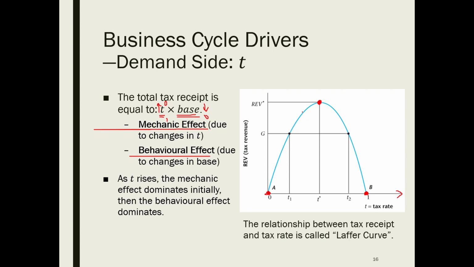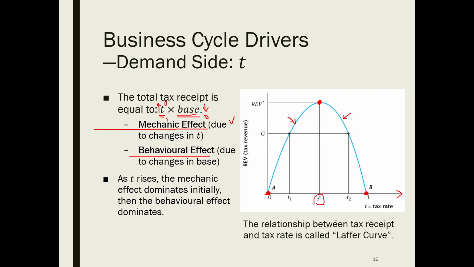On the left side of the turning point, the mechanical effect dominates. As tax rate rises, the tax revenue rises. On the right side of the turning point, the behavioral effect dominates. As tax rate rises, the tax revenue drops. The turning point corresponds to the revenue maximization rate, t star.